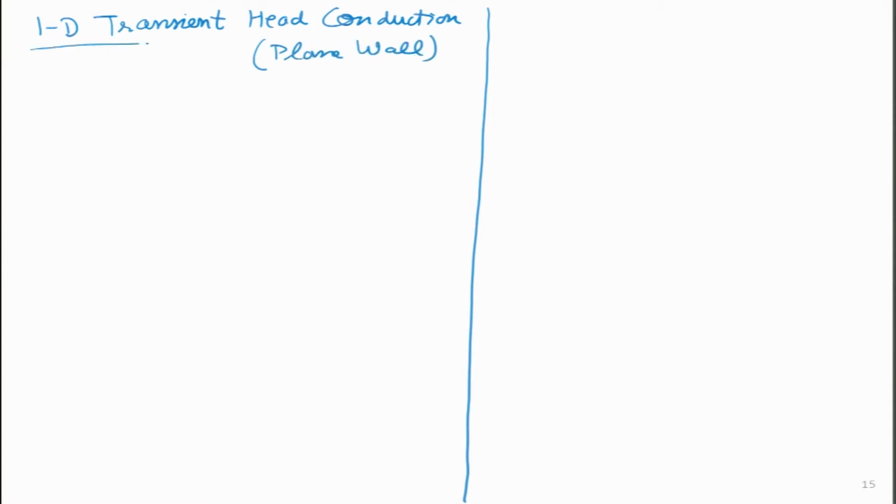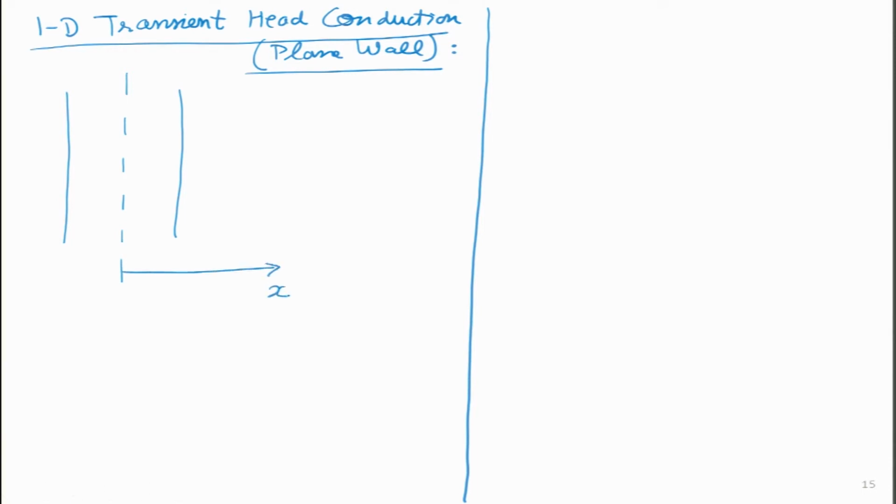So, let us start today's lecture with this simple case over here, and let us take the case that we have a plane wall and we are assuming it to be one dimensional heat transfer. So, this is the mid plane section over here. I will also draw the x axis, and let us try and consider the case where initially the wall throughout was at some temperature Ti.